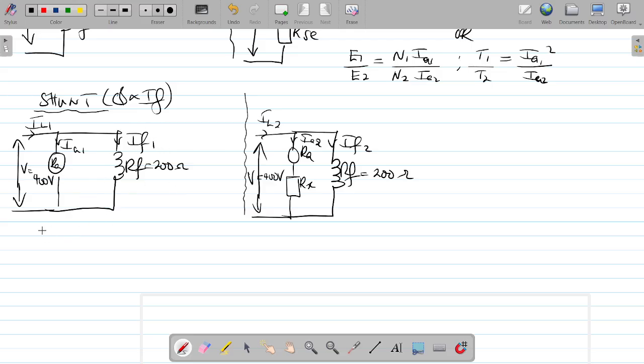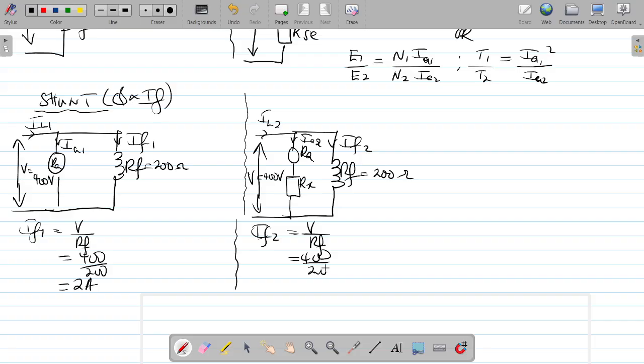Now for the shunt circuit, let's say you decided to find your IF1 and your IF2 for both circuits. The difference is they've added this new resistor here. So now for your IF1, you're still saying V over RF. In this case, you have 400 divided by 200, you'll get 2 amps. For your IF2, you will get V over RF, which is 400 over 200, which is 2 amps.